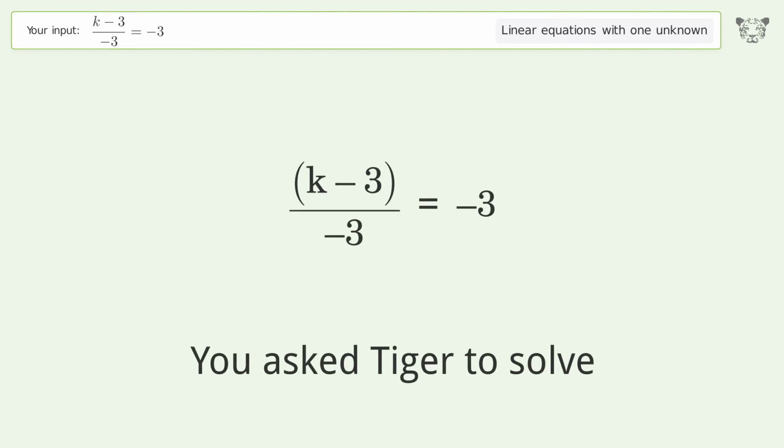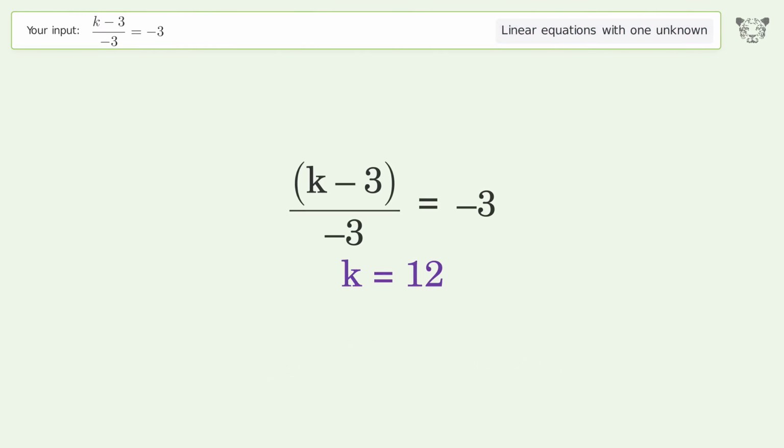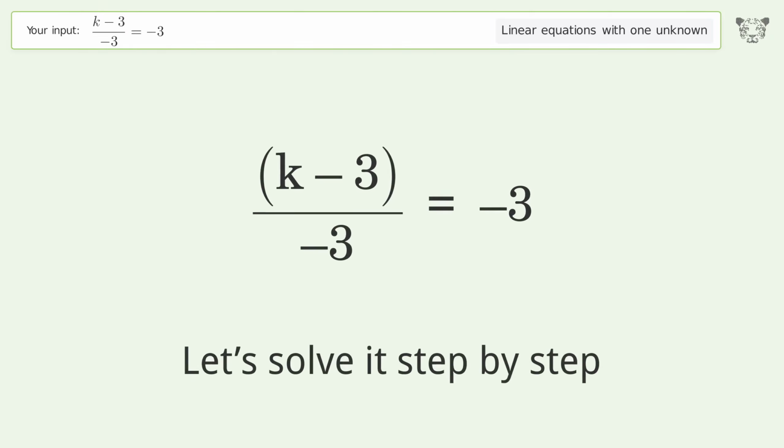You ask Tiger to solve. This deals with linear equations with one unknown. The final result is k equals 12. Let's solve it step by step.